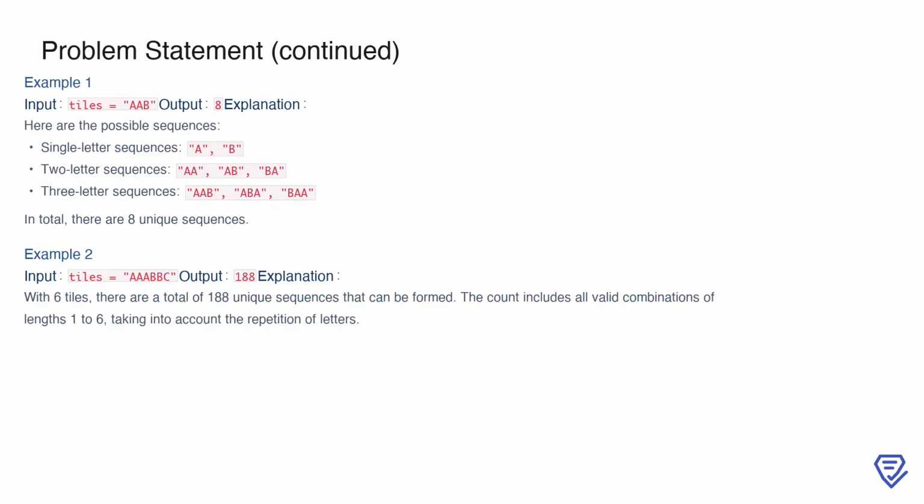Now, take another example where the input tiles is AABBC. Here, we have 5 tiles, and the total number of unique sequences is 188. This count includes all valid combinations of lengths ranging from 1 to 5. It also accounts for the repetition of letters, ensuring that no sequence is overcounted. This example demonstrates how the problem scales as the number of tiles and the repetitions increase.